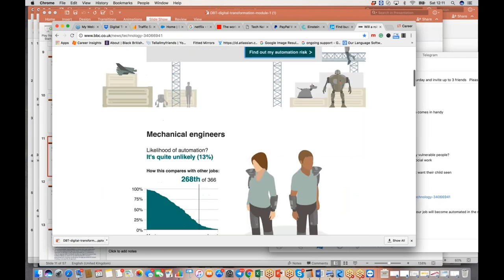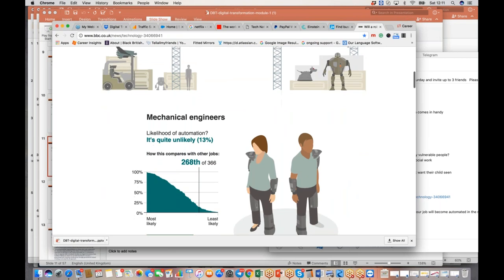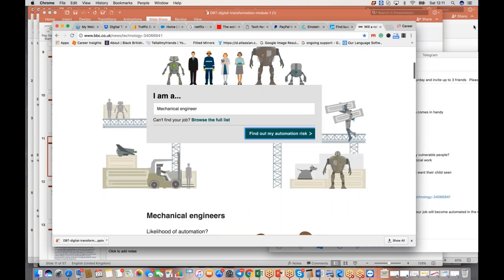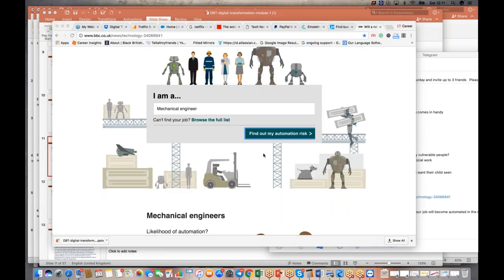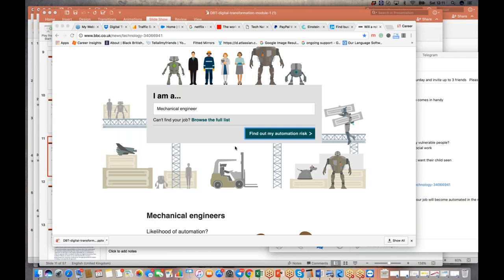What did he say? It's quite unlikely that robots will take your job. So 13%. So you are safe. But you will have to be up to date with digital technology because you'll be working with robots, right? Yeah. Okay, good. Anybody else? Come on, guys, let's make this as interactive as possible. Anybody else? Document controller.